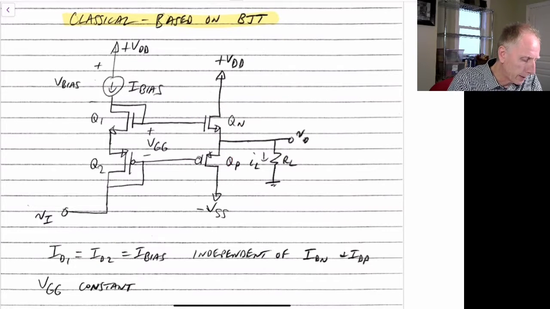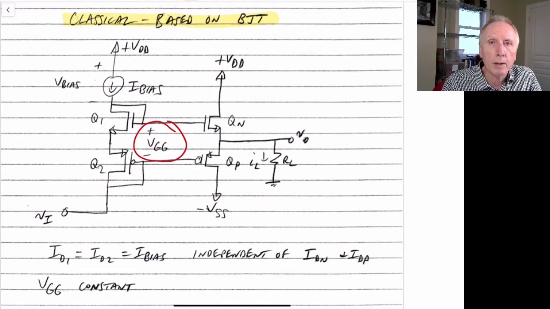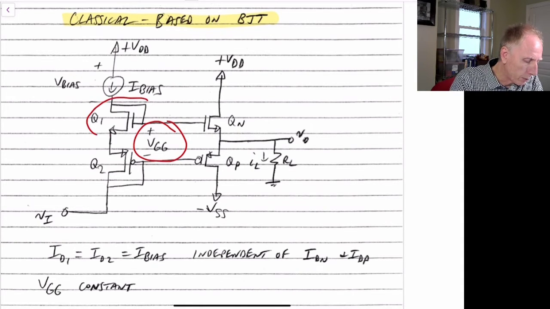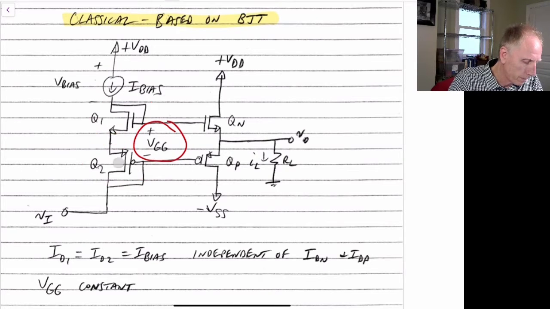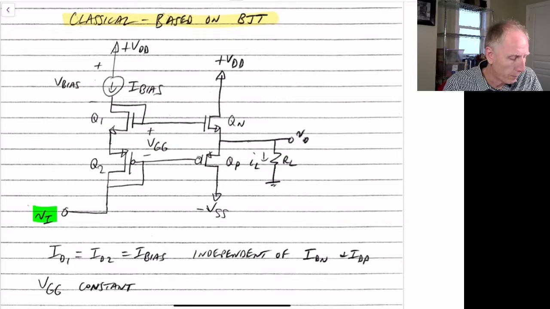Now to bias this, we need to generate a voltage. In the bipolar case we called it VBB, and we'll call it VGG in this MOSFET case. We can use two diode connected transistors, Q1 and Q2, to generate VGG. We'll have a bias current, I bias, coming down that supplies the current through these two transistors. We'll have our input voltage applied at the bottom, same as we did with the bipolar case when we had two diodes creating our bias voltage.